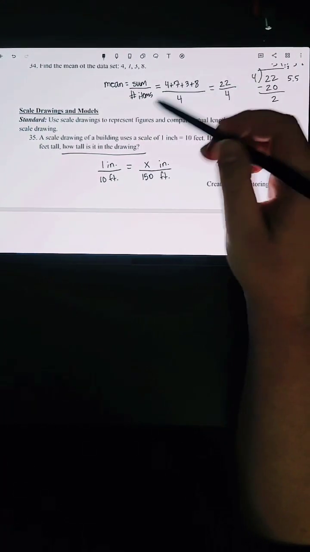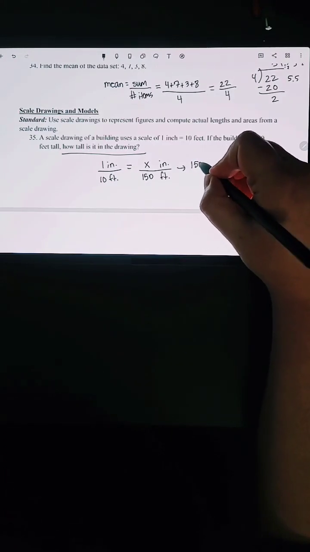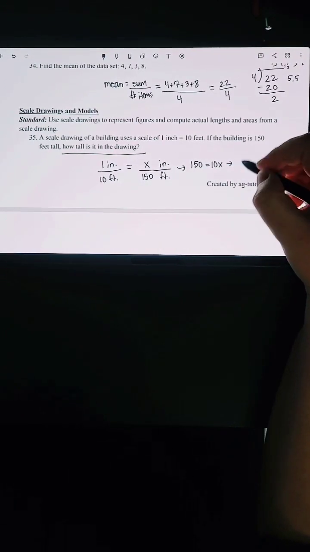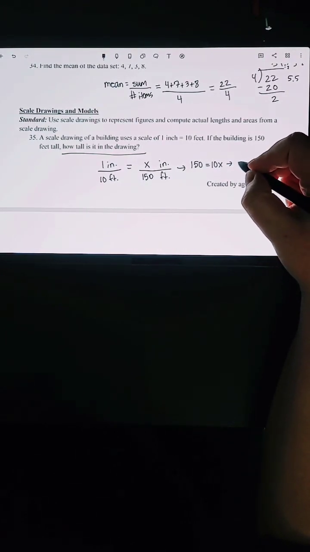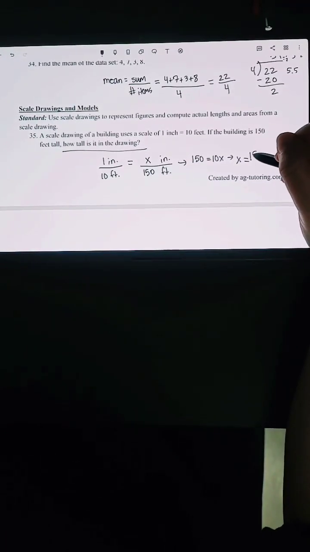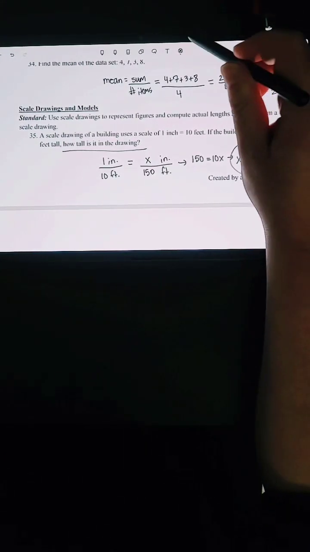So then we have to cross multiply. 1 times 150 is 150. 10 times x is just 10x. And then I have to get x by itself, so I divide by 10 on each side. And that would give me that x is equal to 15 inches. So that would be the answer there.